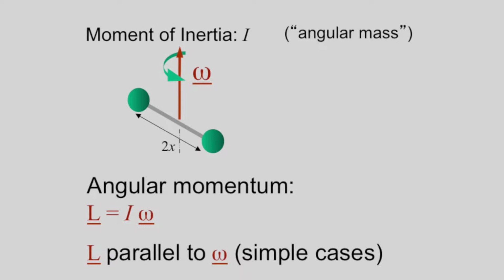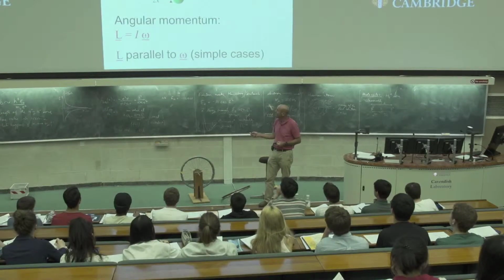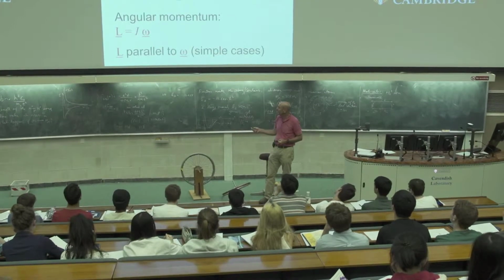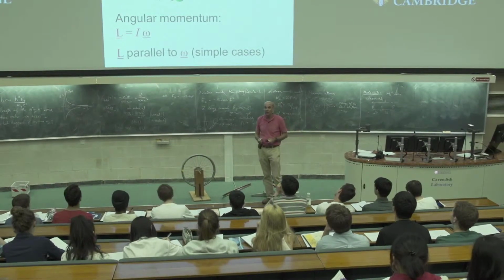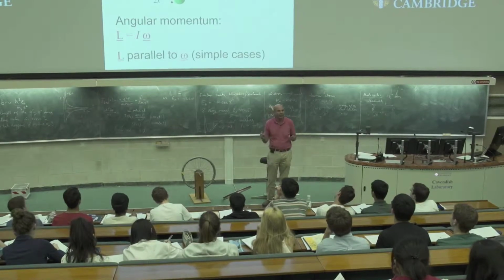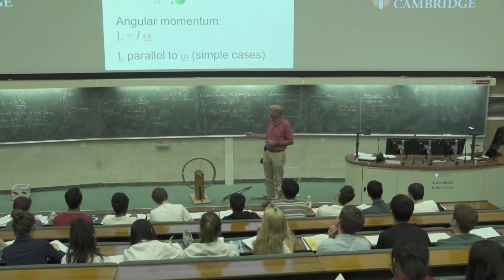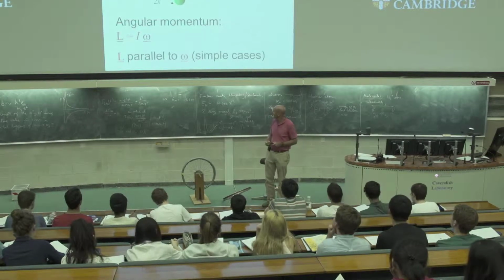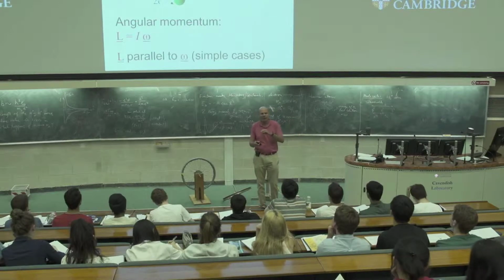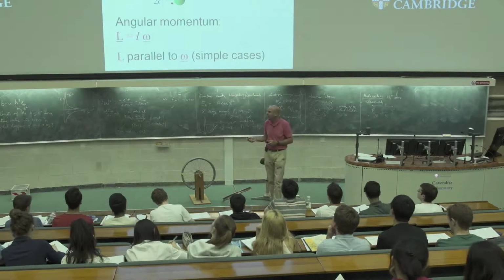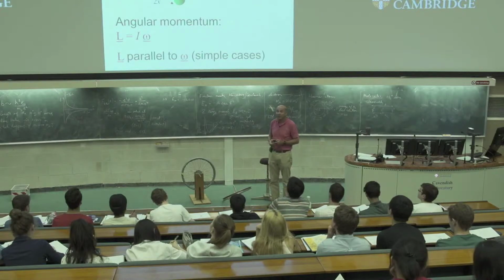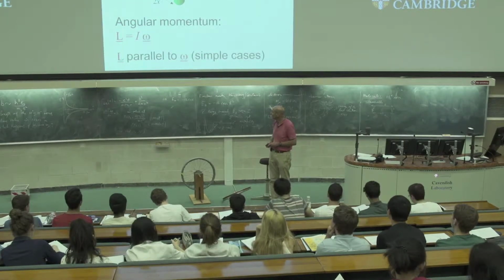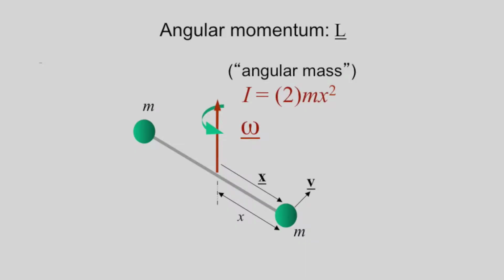And there's an angular mass associated with these masses off the axis doing the rotation. And the angular momentum is the angular mass times the angular velocity. So think of p equals mv. Here we have L equals I omega. So L is parallel to omega, at least in simple cases. Unless you have a very odd-shaped body, the angular momentum and the rotational direction are parallel to each other.